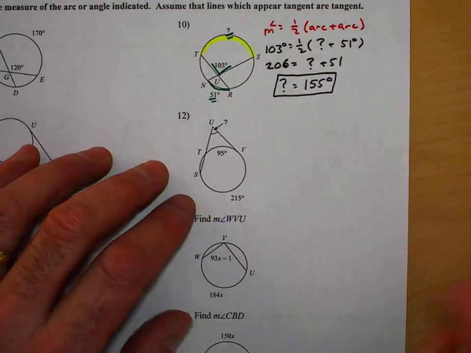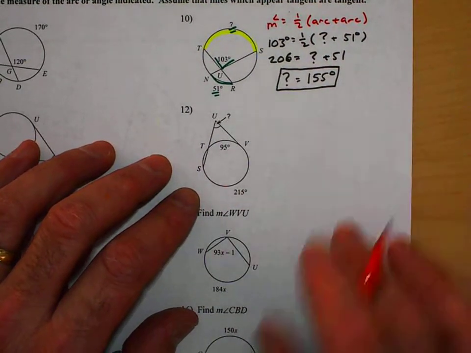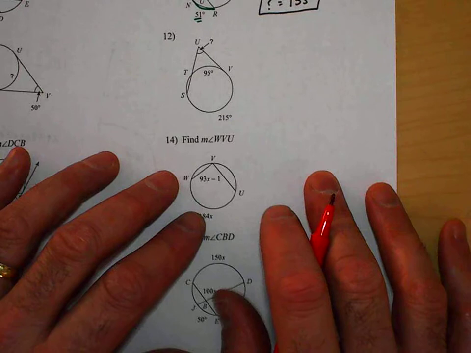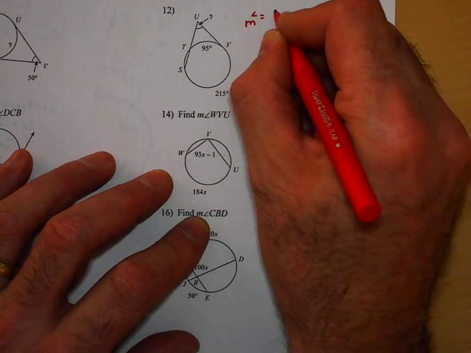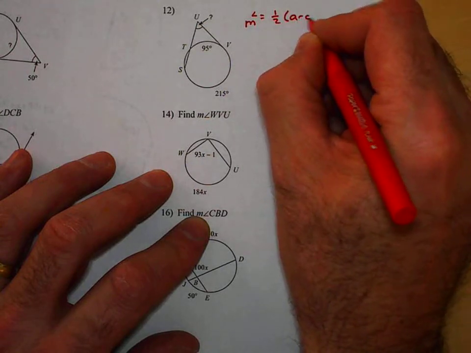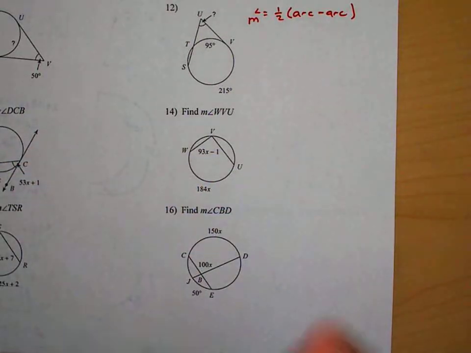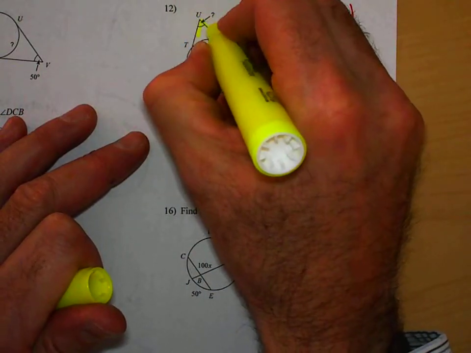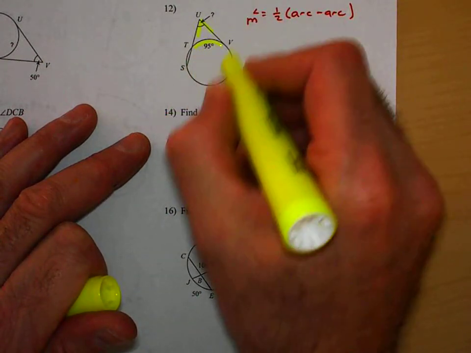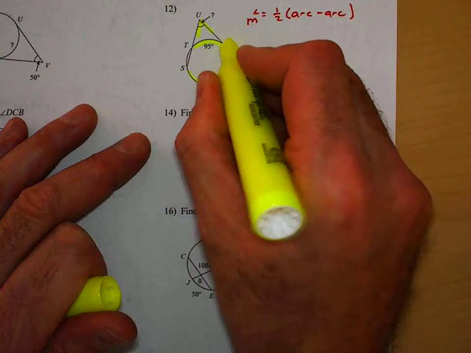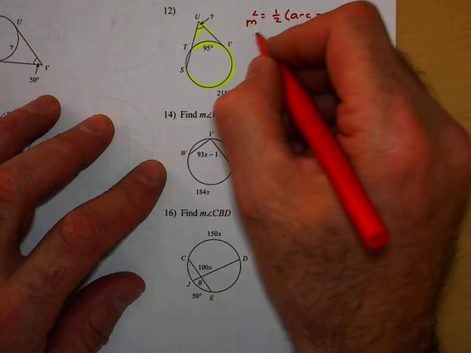Next one. Here. Now we have the vertex outside. I always tell my class, outsiders we like to subtract. So we have the measure of the angle equals 1/2 arc minus arc. What am I talking about? Well, first of all, what was I looking for? I'm looking for that angle. Well, that's this angle. And then it intercepts this arc and this arc. Since they gave us both of those arcs, it makes it really easy.